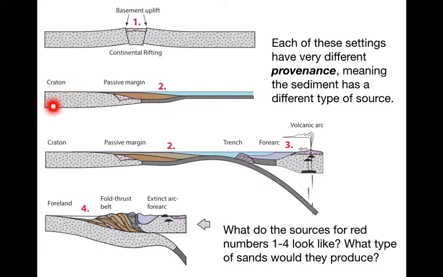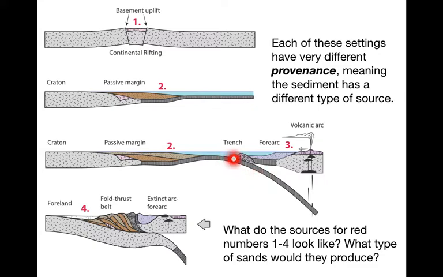The block of crust adjacent to this passive margin is a craton, and since cratons are tectonically stable, any uplift that might supply sediment to this passive margin is going to be pretty far away, pretty far off to the left, maybe the other side of the continent. So this passive margin, at some later time, might be next to an ocean basin that is beginning to close due to subduction.